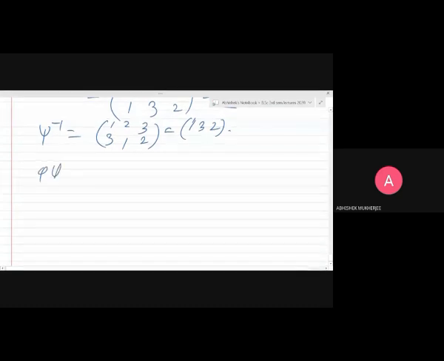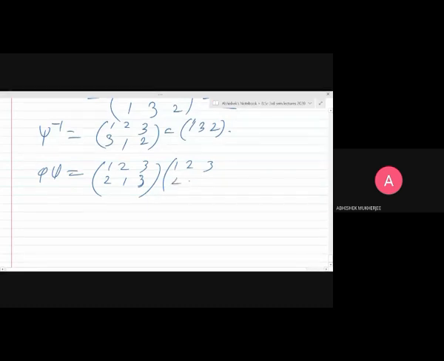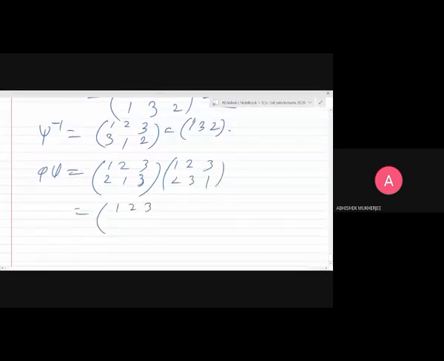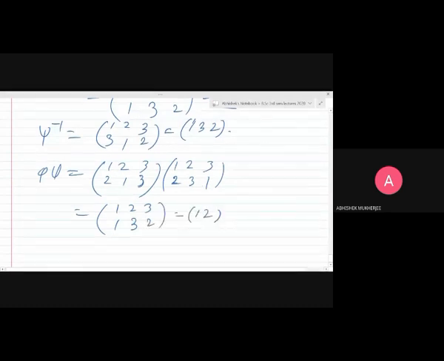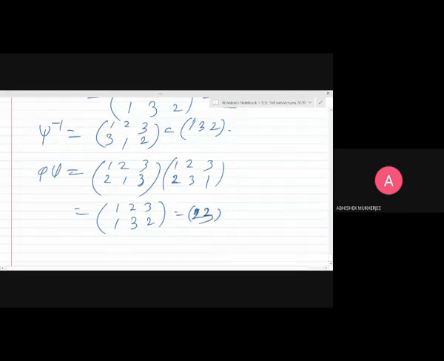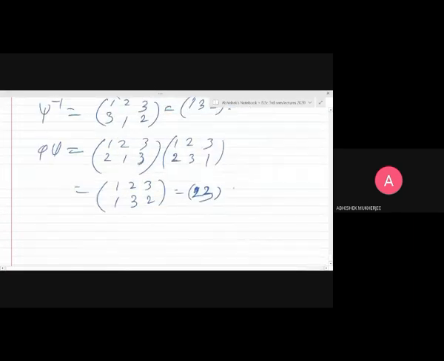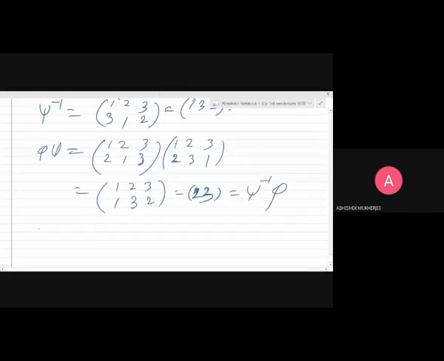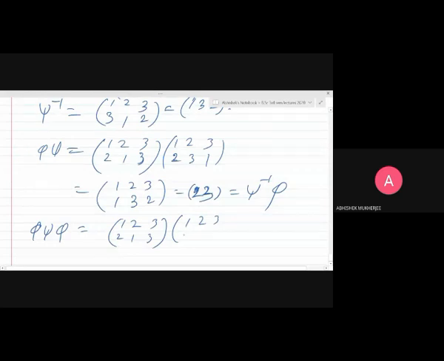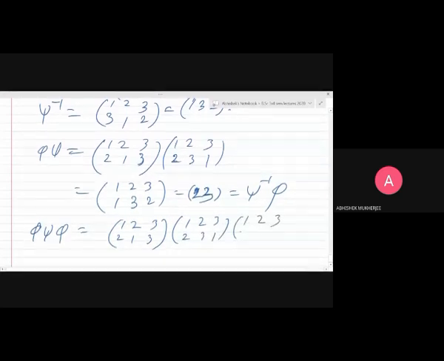So what is phi psi? So 1 2 3 over 2 1 3, and 1 2 3 over 2 3 1. So 1 goes to 2 and 2 goes to 1, 2 goes to 3, 3 goes to 3, 3 goes to 1, 1 goes to 2. So it is 2 3. Fine. So phi psi is equal to psi inverse phi. And also we are going to evaluate phi psi phi.